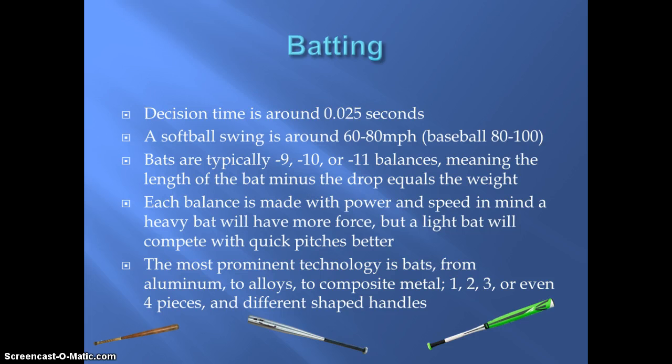A heavy bat will have more force, but a lighter bat will allow for a faster swing to compete with quick pitches better. There's different technology for bats, which can be aluminum, alloys, or composite metal. Composite metal bats have more pop and flex than aluminum bats to allow the ball to travel further. Some composite bats have 1, 2, 3, or even 4 pieces involved in them, and they have different shaped handles.